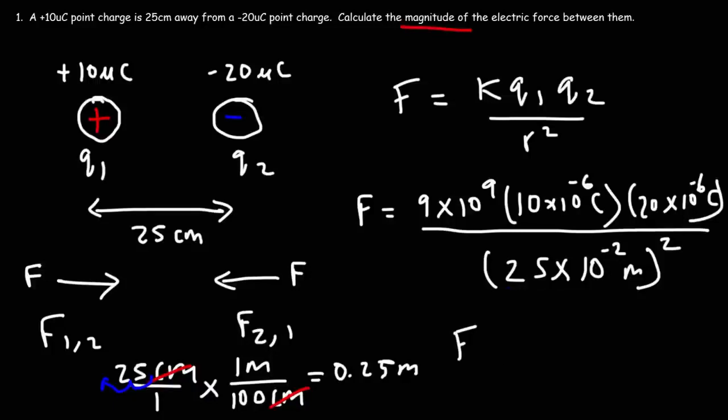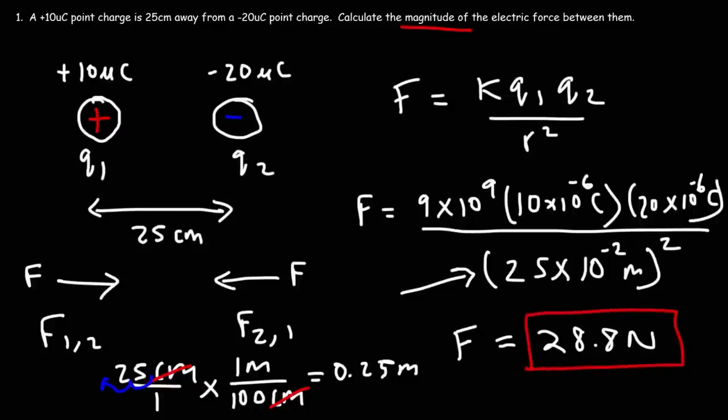So let's go ahead and plug everything in. 9 times 10 to the 9 times 10 times 10 to the minus 6 times the other number divided by, and for this part you want to put it in parentheses. You can divide it by 0.25 squared if you want to, or type in exactly what you see here. So the answer that you should get is 28.8 newtons. So that is the magnitude of the electric force that is acting on both of the two charges.